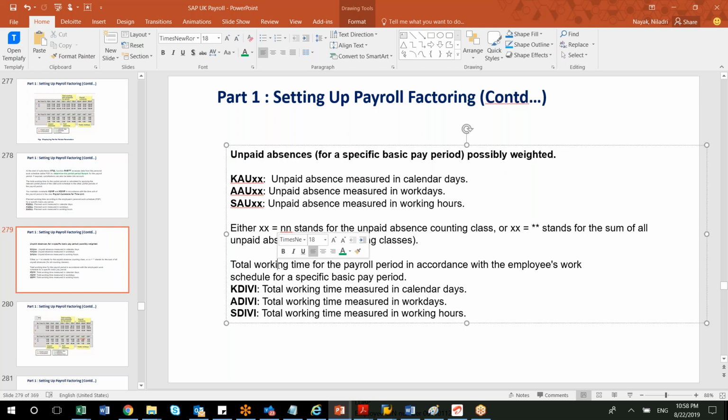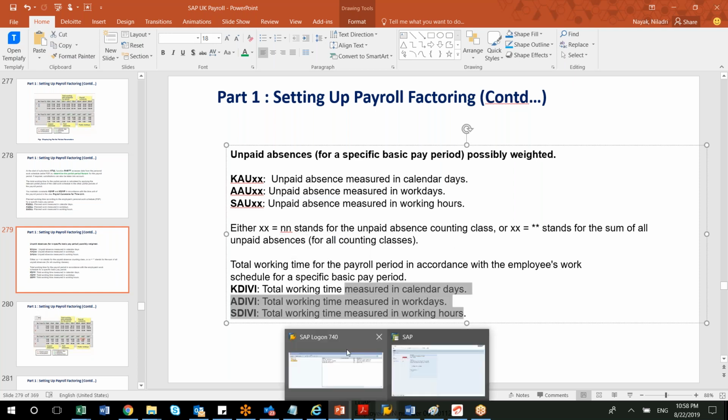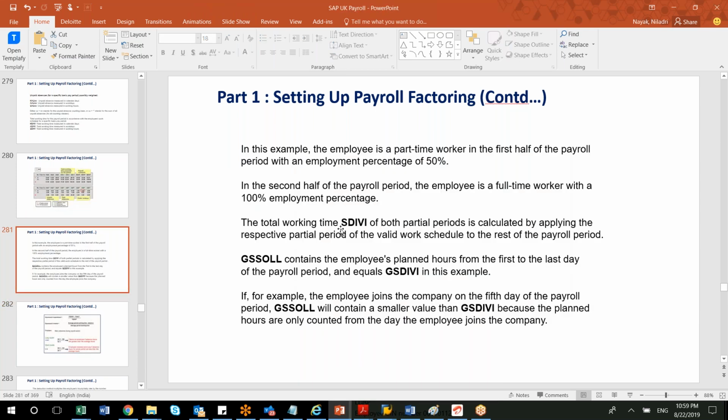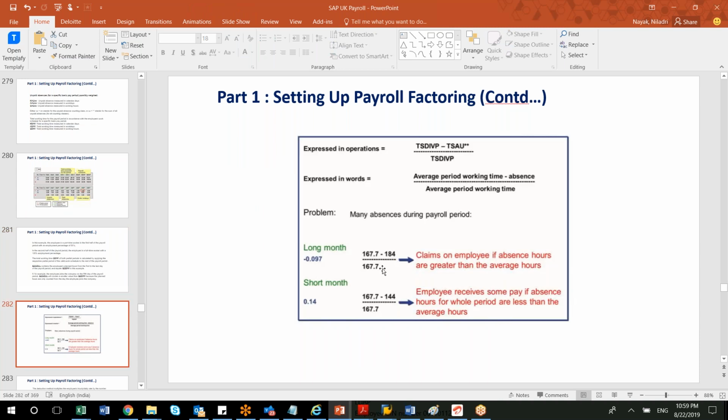So this was regarding your payroll factoring and the calculation. Every calculation will have some formula. Inside all these operations, you don't have to remember the formula, but you have to understand how these calculations work. I'll give one example here for this factoring. Suppose there is a short month, for example February. And for a long month, I'll give an example like August, which has 31 days.